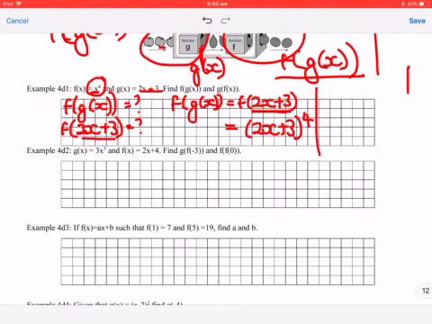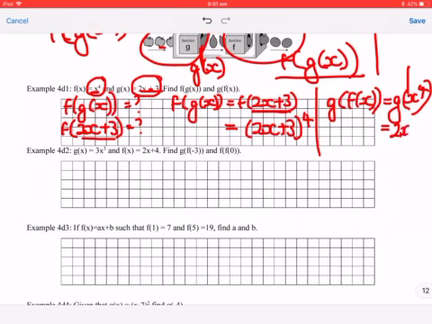What about g of f of x? Well, g of f of x, so instead of f of x, I'm going to write g of x to the 4, because that's what f of x is. And now I'm going to replace the x in g of x by x to the 4. So I'm going to replace the x by x to the 4. And so g of f of x is 2x to the 4 plus 3. Alright?